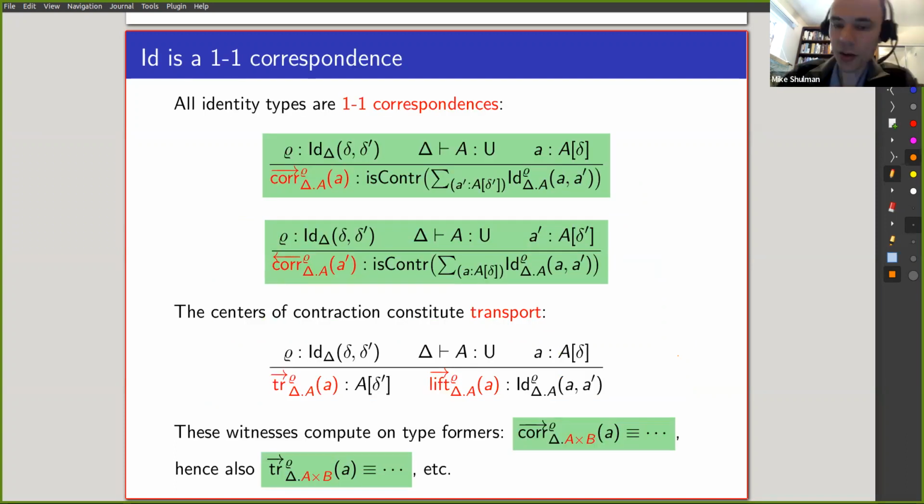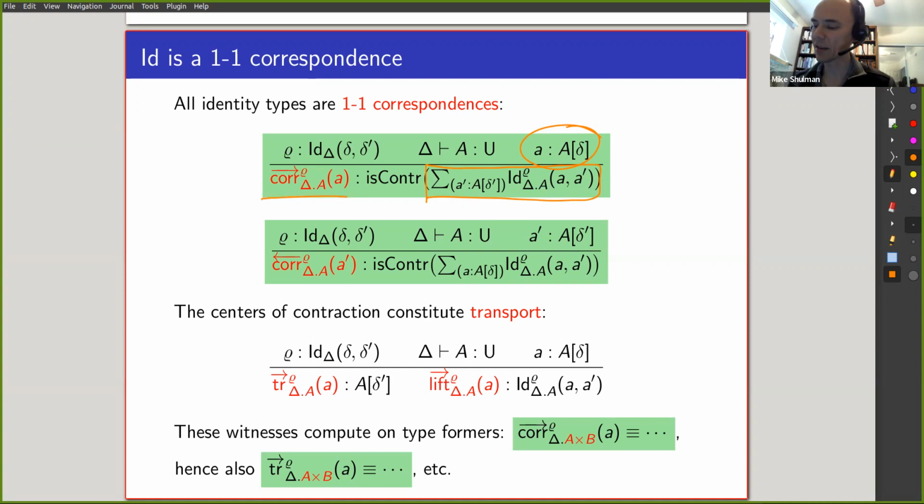We also have that all these dependent identity types are what we call one-to-one correspondences. Again, last time we derived that from app into the universe, but we can also just assert it directly as a primitive operation. One-to-one correspondence means that if I have something fixed on one side, say on the left, then the type of things on the right that correspond to it, that are identified with it over some fixed rho, is contractible, and similarly on the other side.